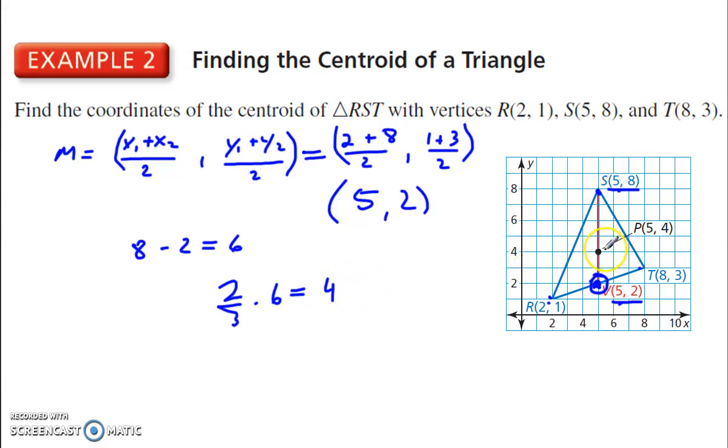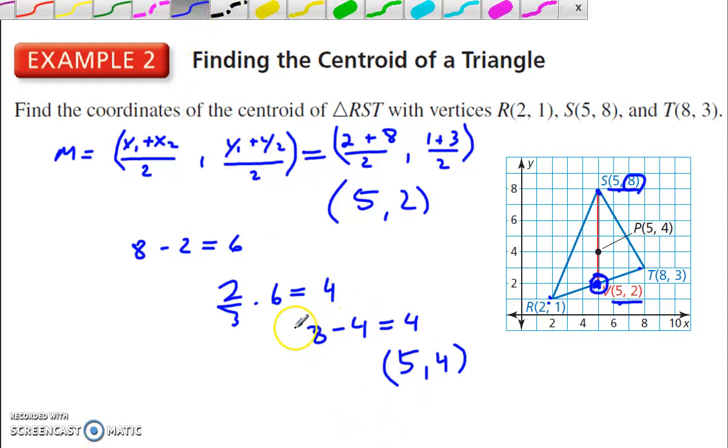All I have to do is subtract 4 from this point right here. Okay, so I would do 8 minus 4, and that would give me 4 for the y-coordinate. Since this is on a vertical line, the x-coordinate stays the same, so that point is (5, 4).